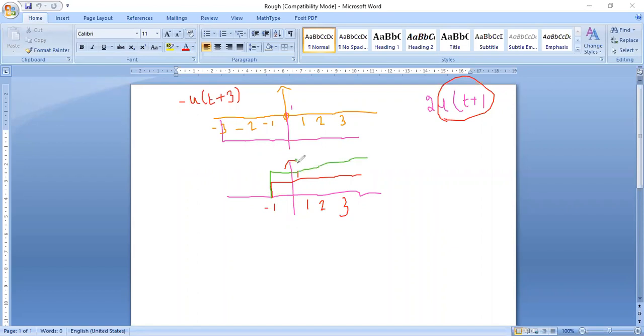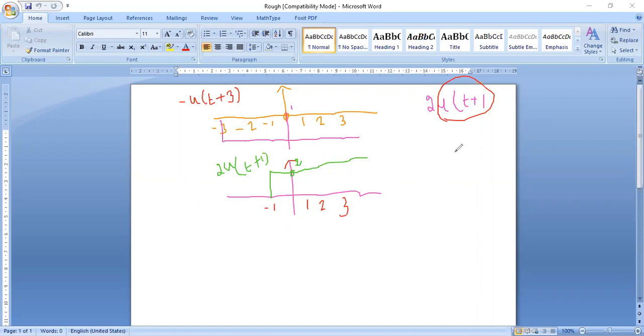Okay, so the amplitude is now 2. Let me erase the initial diagram. The initial diagram I have erased. So here now the amplitude is 2. This is 2 now. So is everyone having a clear idea about this? The second diagram is 2 into u of t plus 1. What about the third term?